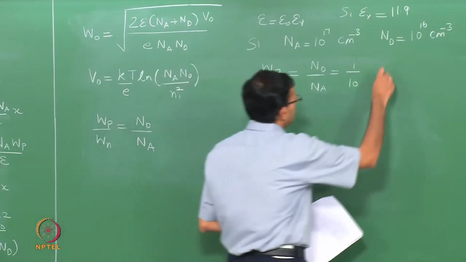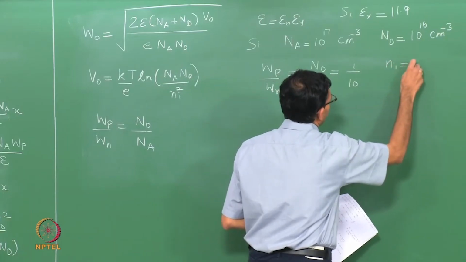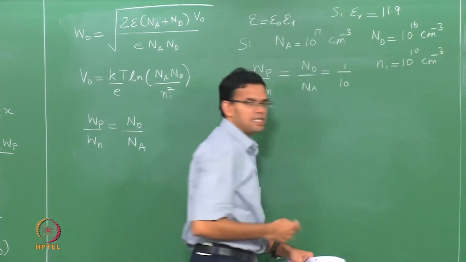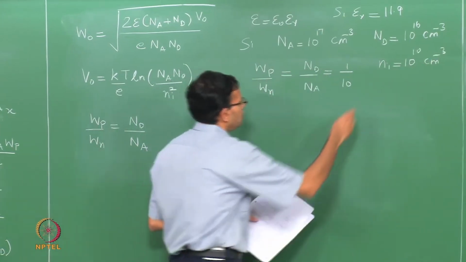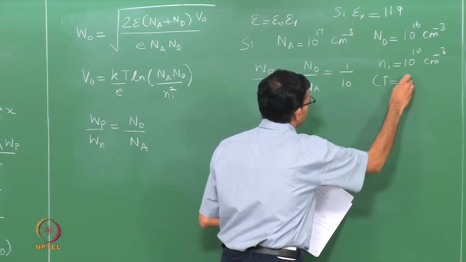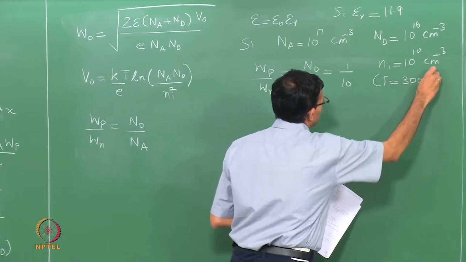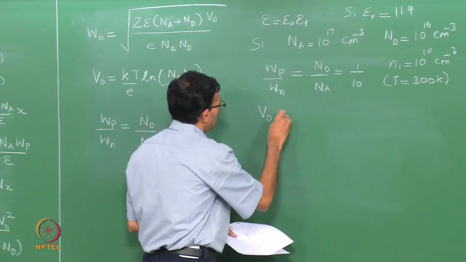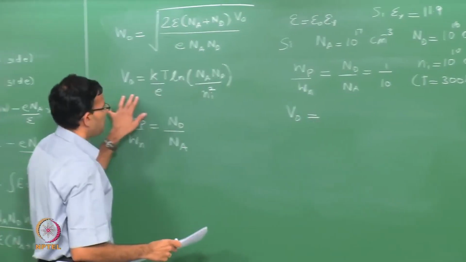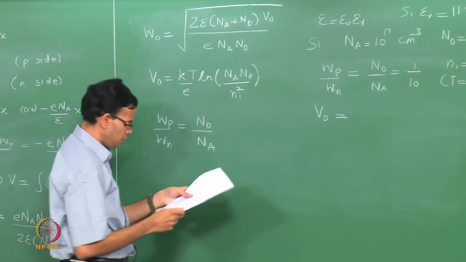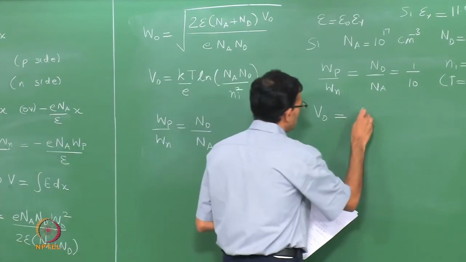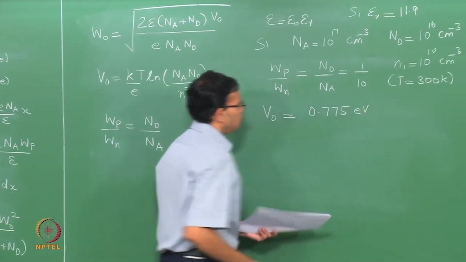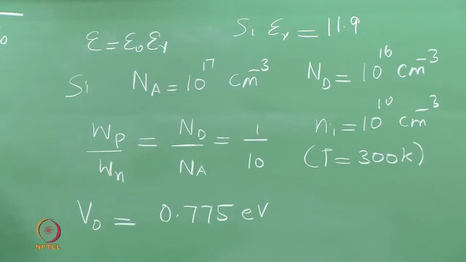In the case of silicon, we know that the intrinsic carrier concentration is 10 to the 10, and we are doing these calculations at room temperature. So, T is 300 Kelvin. So, we can calculate the potential. We will just use this expression where we will plug in the values. If you do that, V naught is 0.78 electron volts.